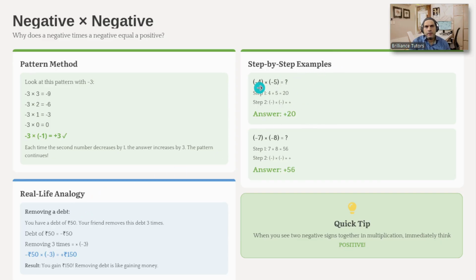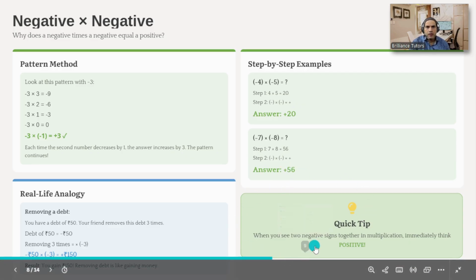Step by step example, like minus 4 into minus 5 is what? It will be plus 20. Like 4 into 5 is 20, and step 2, minus minus is a plus. So first we multiply the numbers in positive form, it's 20, and when you multiply minus minus, it is plus, so plus 20. And this is minus 7 into minus 8. First multiply 7 into 8, that is 56. And minus into minus is a plus, so the answer is 56. Quick tip: when you see two negative signs together in multiplication, immediately think it's positive.